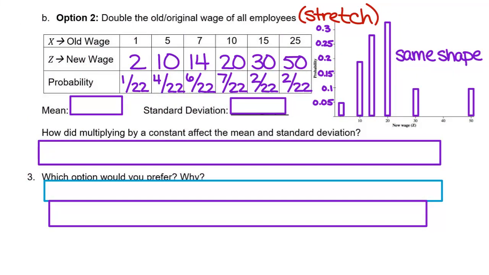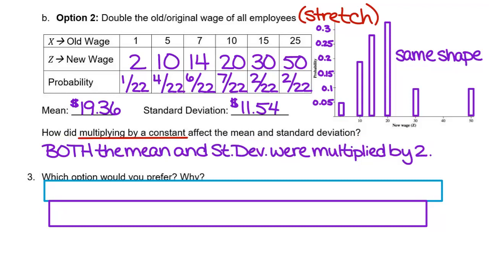What's the new mean? 19.36. What's the new standard deviation? 11.5, 11.54. How did multiplying by a constant affect the mean and the standard deviation? They both doubled. When we multiplied the old wages by 2, that multiplied my mean by 2, and it multiplied my standard deviation by 2.